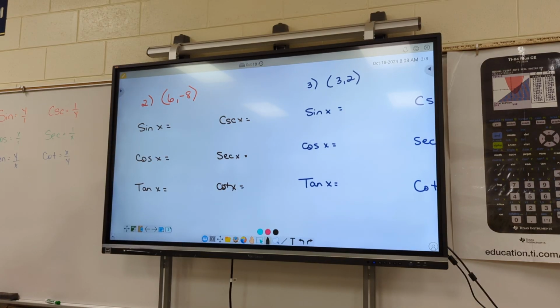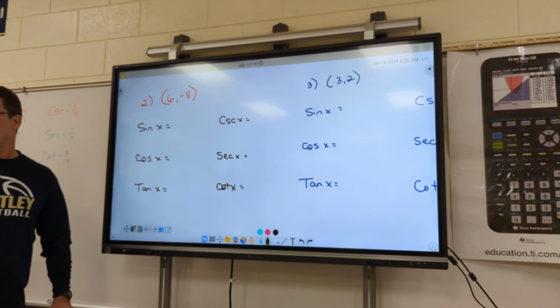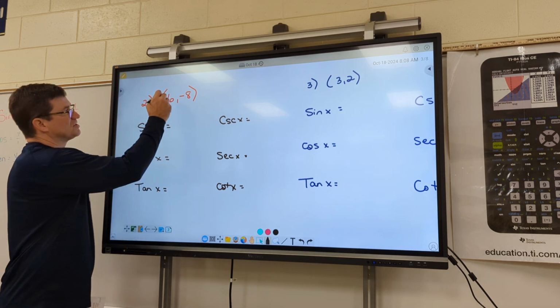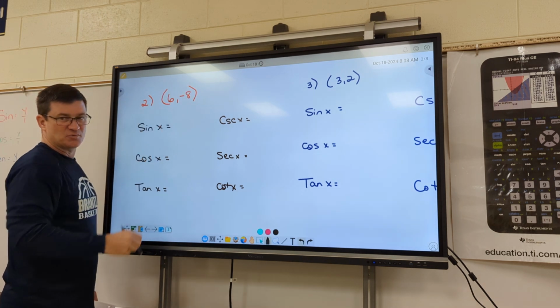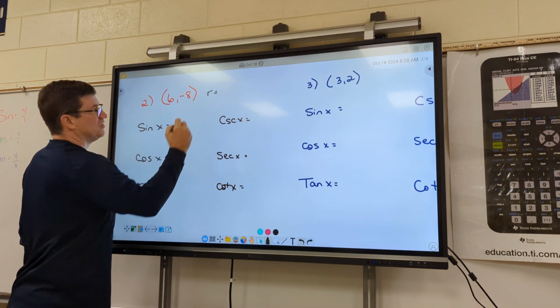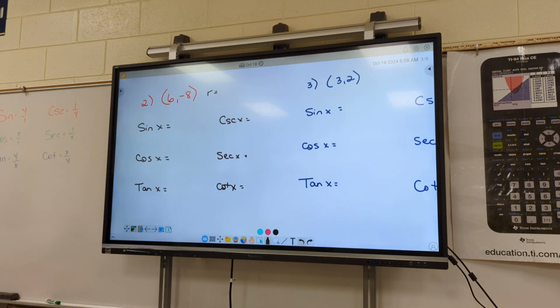All right, so we got 6 and -8. Again, you guys don't have to waste your time drawing the triangle. We can just do a squared plus b squared equals c squared. So you guys do that in your head, on your calculator, however you want to do it. Find me the r. You need to find the radius of the circle.